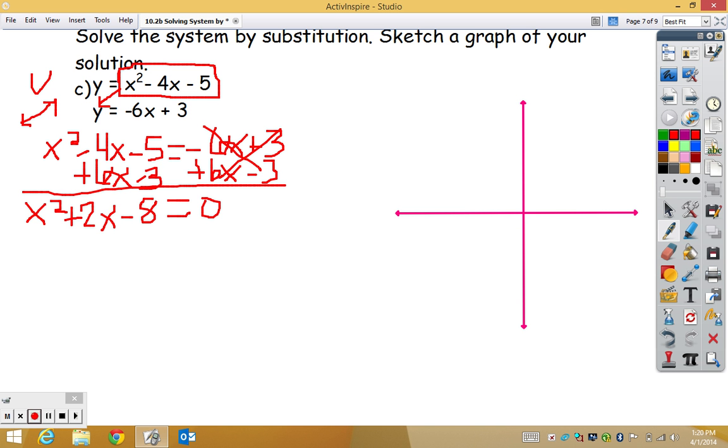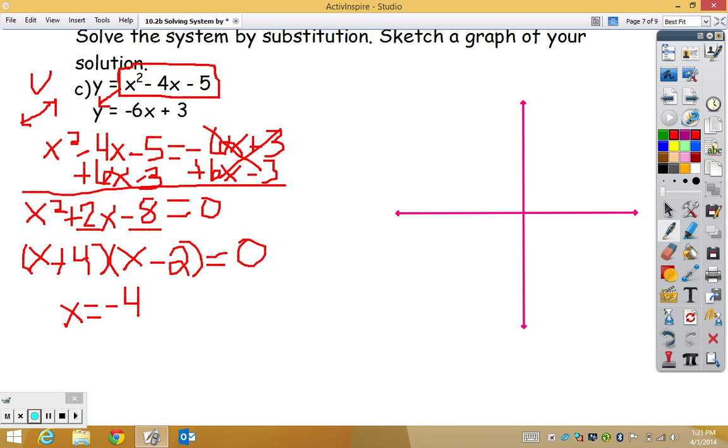Now I still have an x squared, so I have to use one of my ways to solve the quadratic, which is the quadratic formula, completing the square, graphing. We can't use the square root method, or we can factor. I'm going to factor because this one factors, and that is the quickest way, and most of them do factor. So x times x, factors of negative 8 that add up to 2 are positive 4 and negative 2. x equals negative 4 and 2.